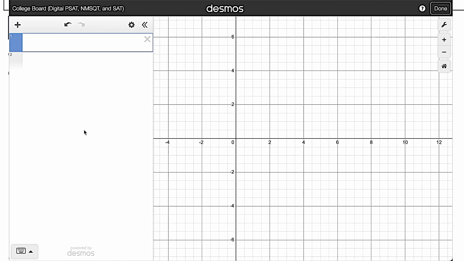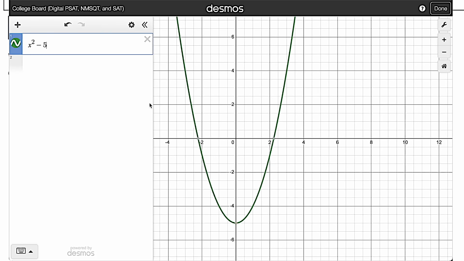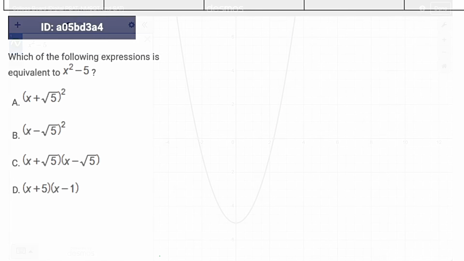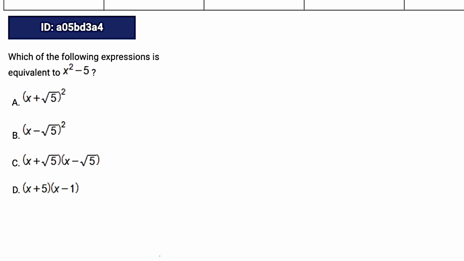X squared minus 5. And then all we have to do to find an equivalent expression is plug in our answer choices. And the answer choice is going to create the same exact graph as the first one here, right? So I'll let you take a look here. If you want to try and plug these in and do it on your own first, but I'm going to plug these in now. So we had x plus the square root of 5 squared.